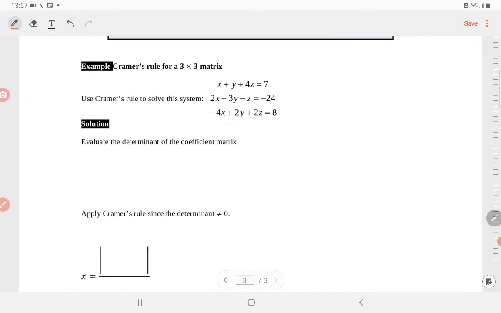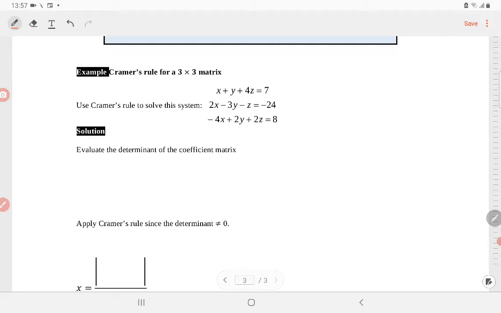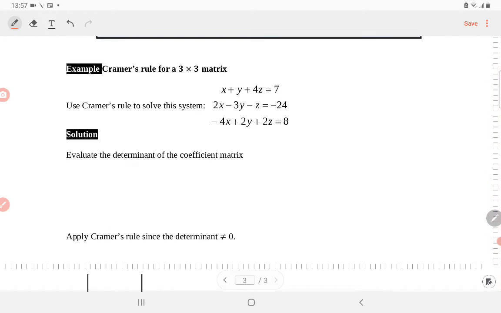So let's look at this example. Now for your determinant, we need to calculate that first. So let's write it out. Now make sure we have x together, y together, and z together when you do this. So the first one, let's use straight lines to represent the determinant.